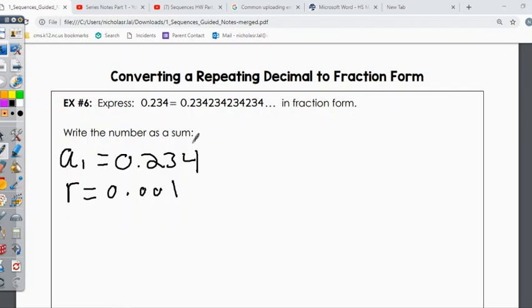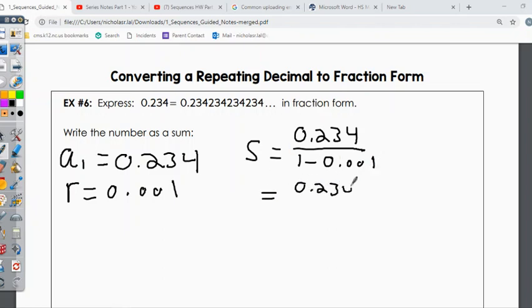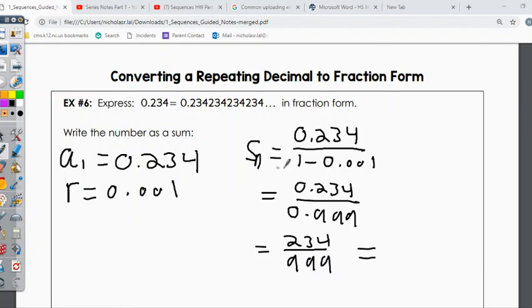Because of that, you could do S is equal to 0.234 over 1 minus 0.001, which would be equal to 0.234 divided by 0.999, which would be equal to 234 over 999, which could simplify into 26 over 111.